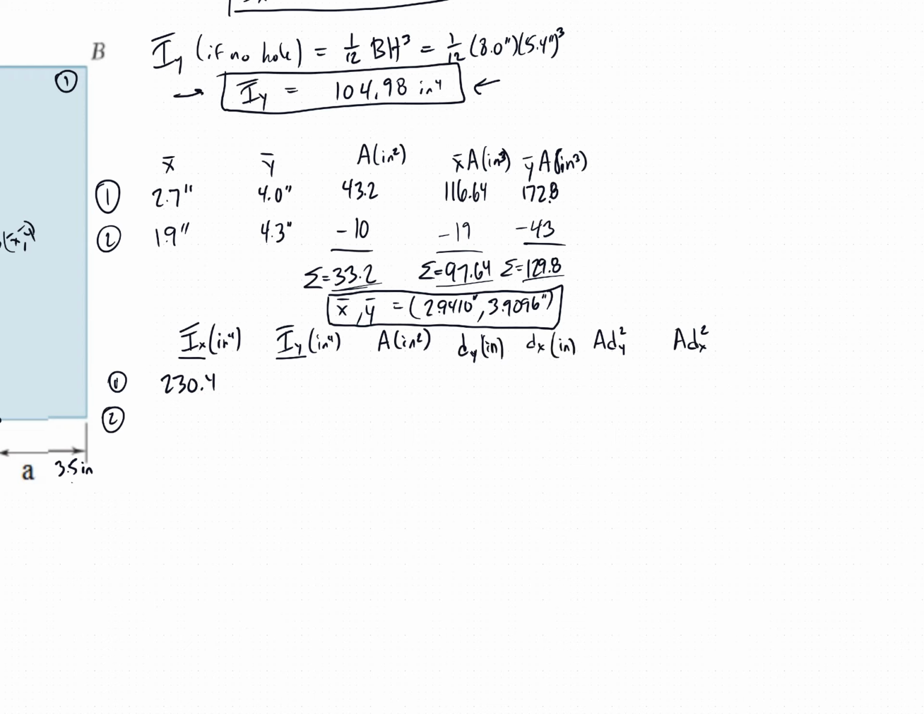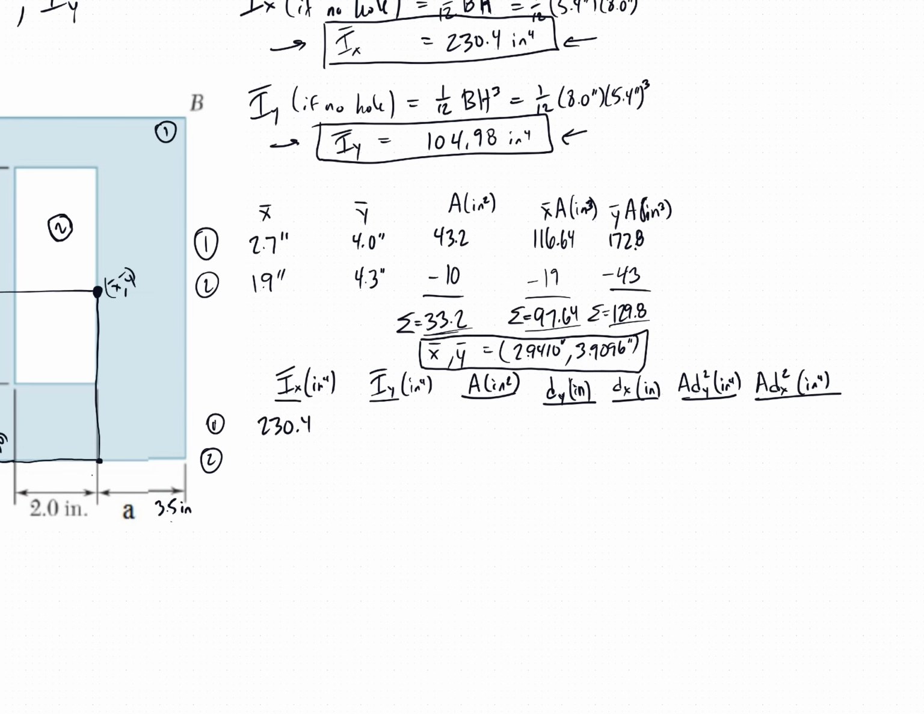dx has units of inches, or d sub x, right? And then d sub y, this is inches to the fourth, and this is units of inches to the fourth. Okay, most of y'all do not care about writing those in. It's a very bad habit. You should care. Okay, so Iy then is 104.98.